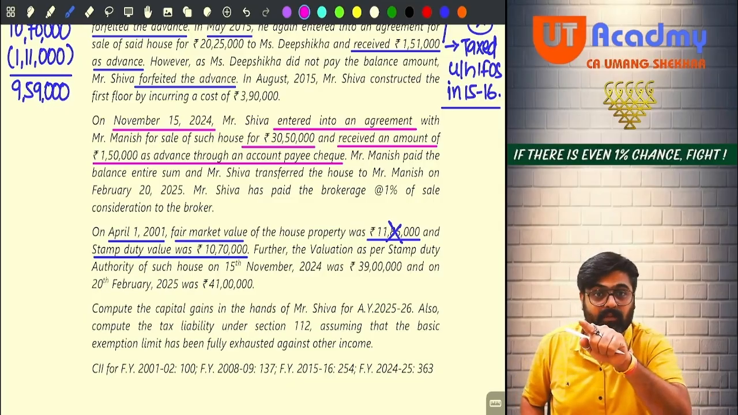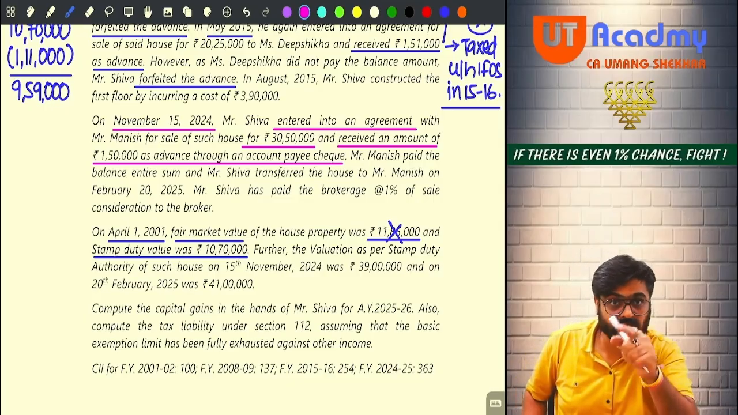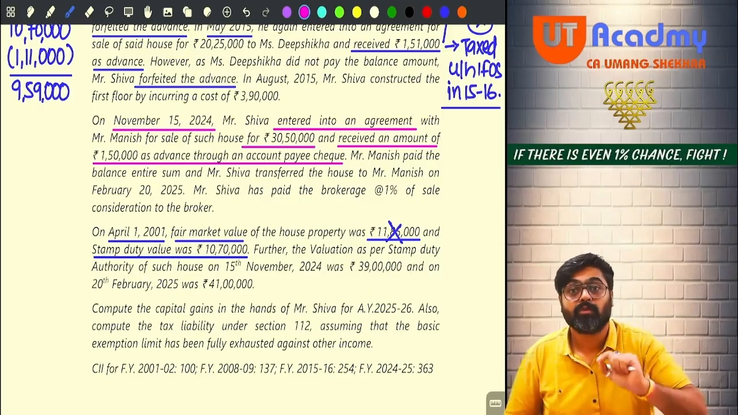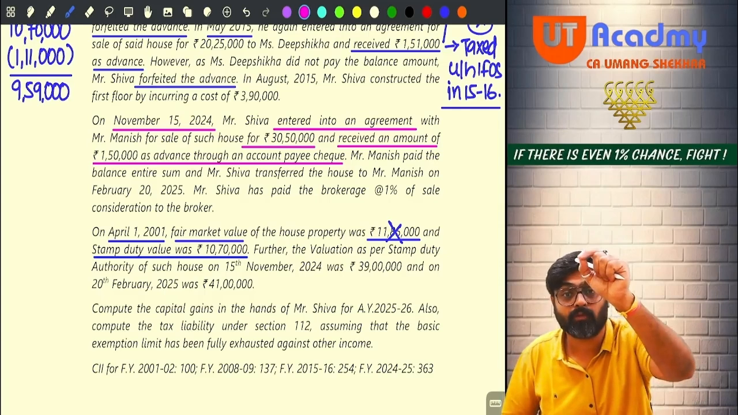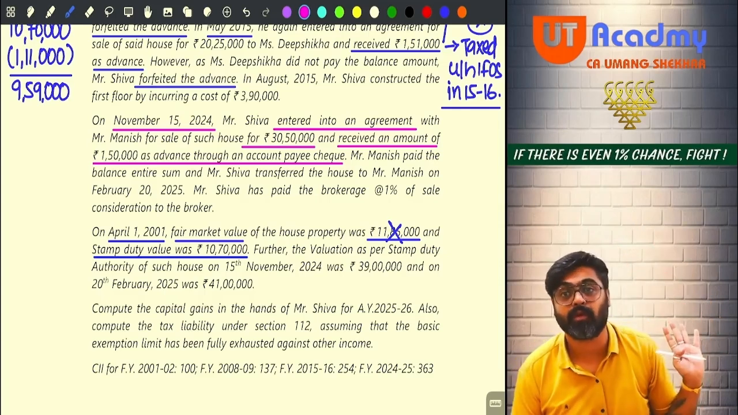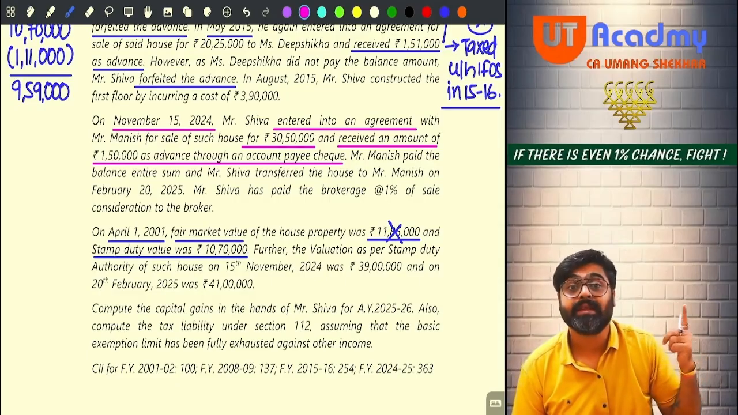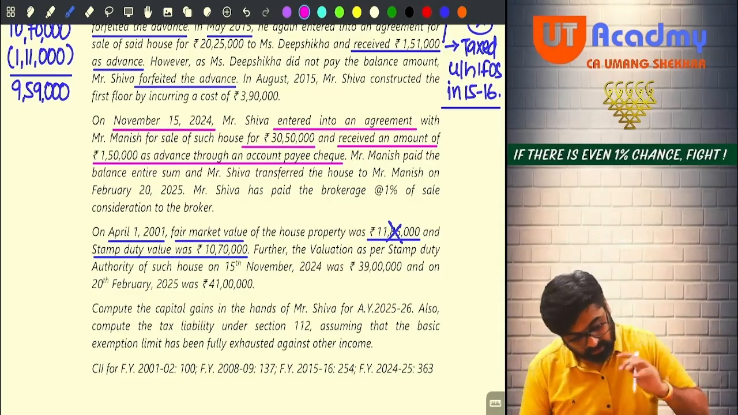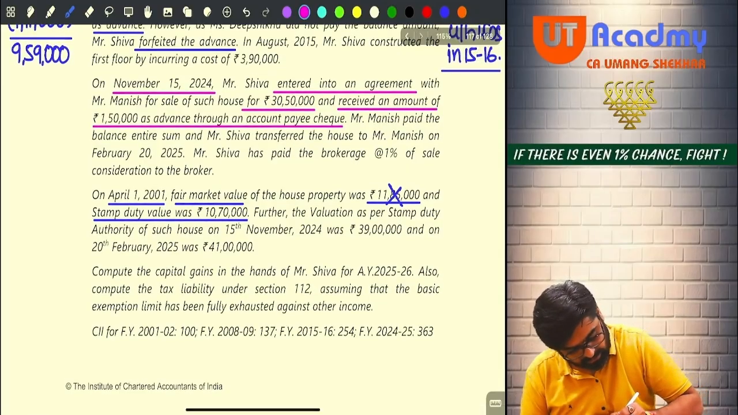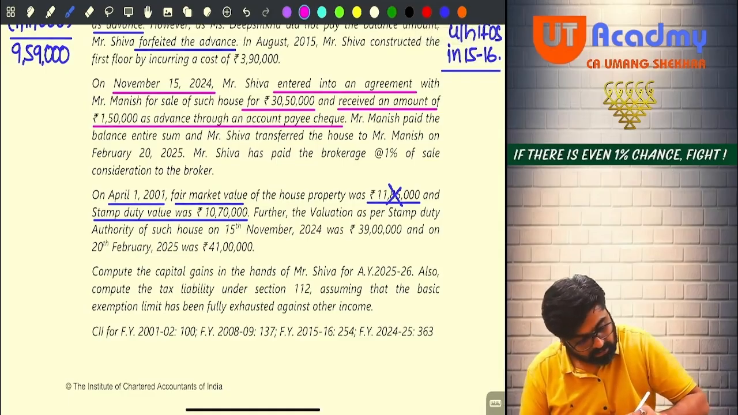On 15th November, you are receiving advance of 150 out of 30,50,000 of sale consideration by way of prescribed mode. So whatever stamp duty which is there on 15th of November, that stamp duty value only will be considered for section 50C. Getting my point? Now the property was registered. Manish paid the balance entire sum and Mr. Shiva transferred the house.